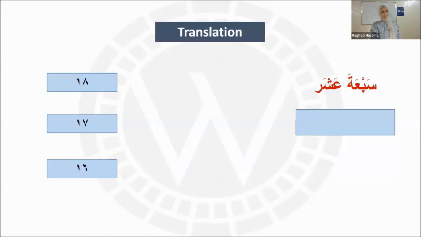So what is the correct translation for 17? 17, second one. ممتاز. أحسنتي. شكراً. So 17 is the second one. خمسة عشر. So خمسة عشر is مساء الخير يا ريني. مساء النور. أهلاً. 15. ممتاز. برافو. شكراً جزيلاً يا ريني. So 15 is the last one. أحسنتم يا شباب.